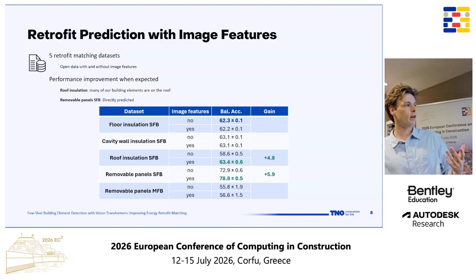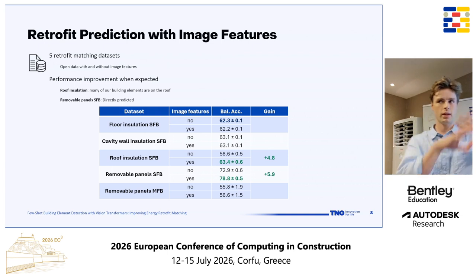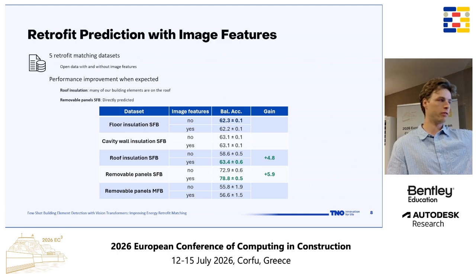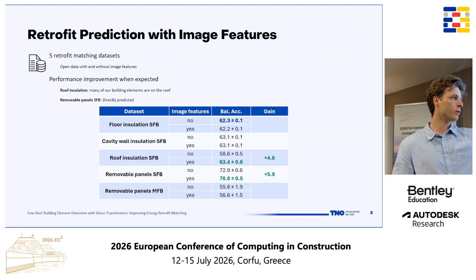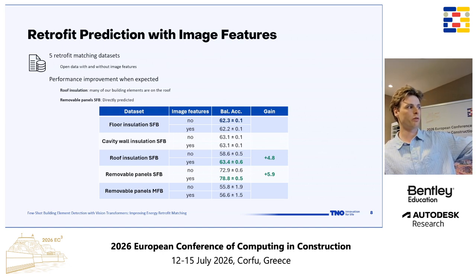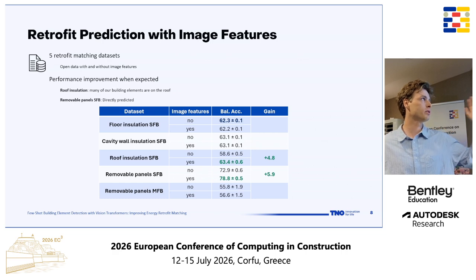The performance was kind of as expected. Most of the building elements we detected were situated around the roof. And we have a data set that predicts the roof insulation renovation solution for single family buildings. And there was an improvement of 4.8%. So that's in line with image features being useful. And the removable panels for single family buildings is one of the features that we actually predicted directly. So there an improvement is expected. For the other ones, they're unrelated to the building features. The floor insulation is not related to any of the features we predicted.